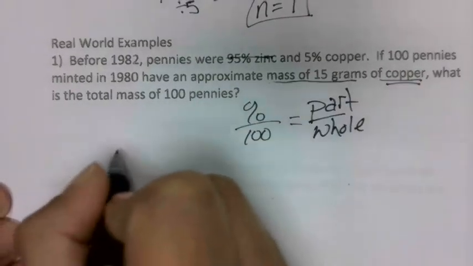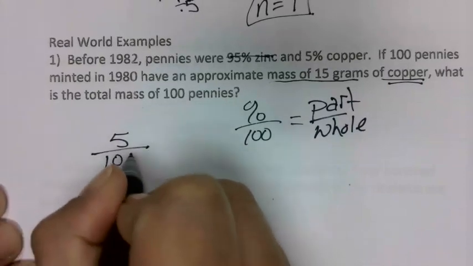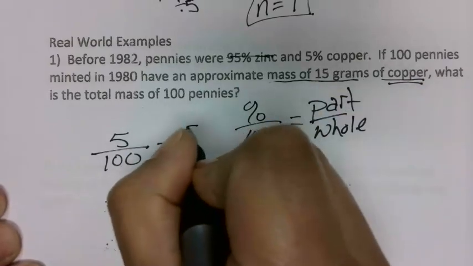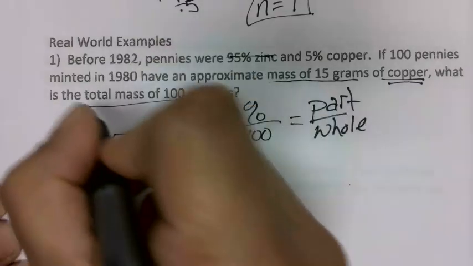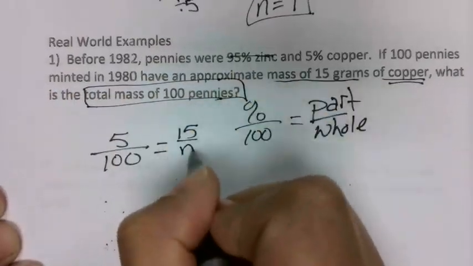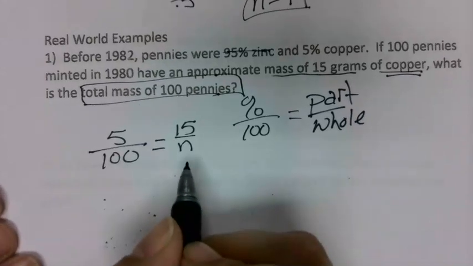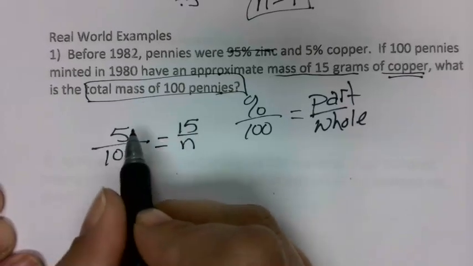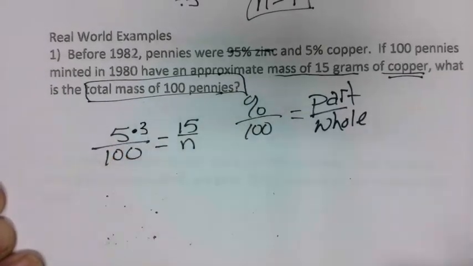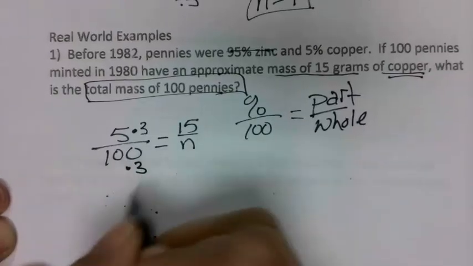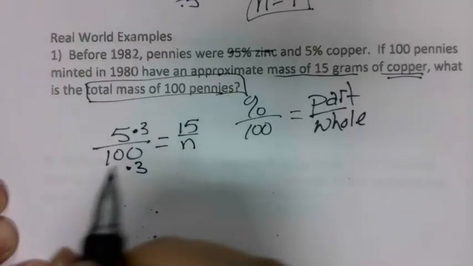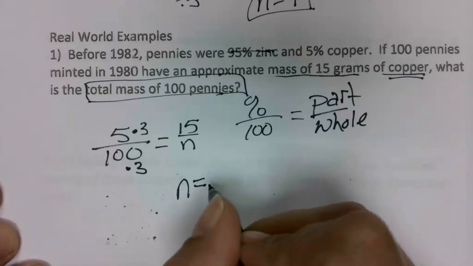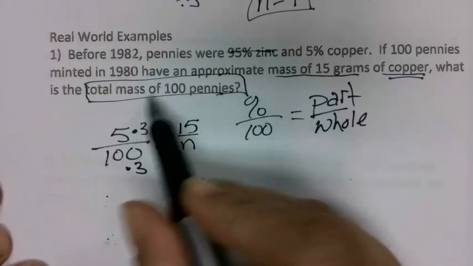All right, 5% out of 100. And then my part is going to be 15. It's 15 grams. The total is what I don't know. I'm going to put my N there for a number I don't know. Now, I have enough information in my numerator. 5 times what equals 15? 5 times 3. Whatever I do in my numerator, I do to my denominator. Because if that gets 3 times greater, so does my denominator. 100 times 3 is going to give me 300.